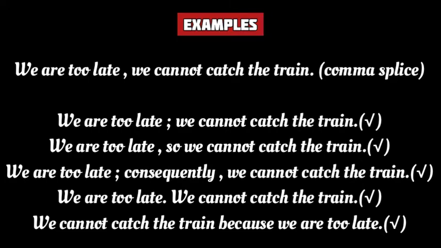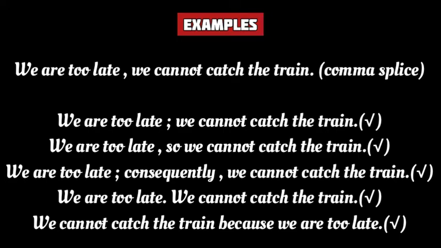Now look at the third remedy attentively. In this sentence, a semicolon has been used after the first clause, "we are too late." And to show the cause and effect relation between the two clauses here, we have used the conjunctive adverb "consequently" after the semicolon. But then you must also use a comma after the conjunctive adverb in the sentence. In this way, the error of comma splice has been set right in this sentence.